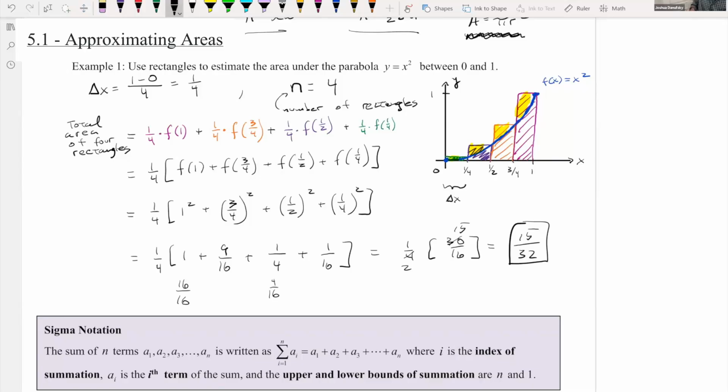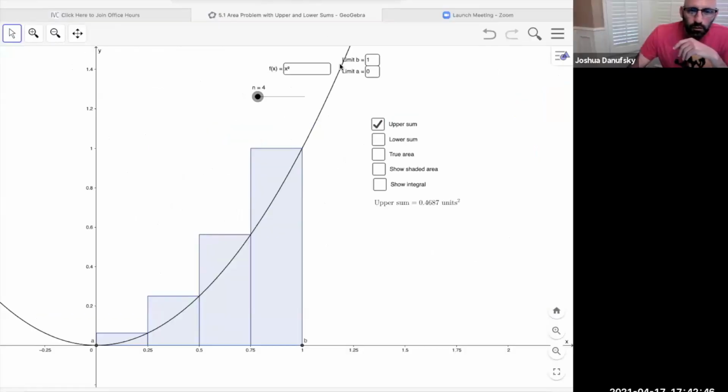And what I'd like to do is show you where we're headed with this before we start getting into more examples. So I'd like to look at GeoGebra and show you what we can do with this approximation with a little bit of calculus, as we'll see soon. So here's the problem we just did. You'll notice that we have our function f of x equals x squared right there. And we are approximating the area under the curve from 0 out to 1.